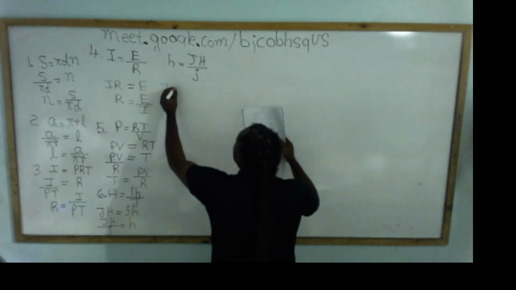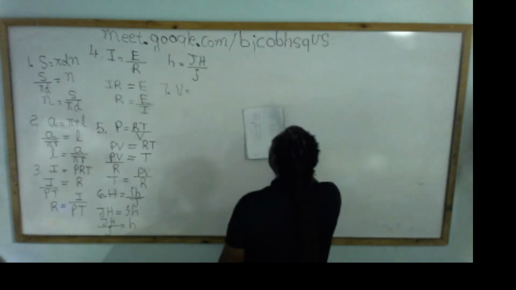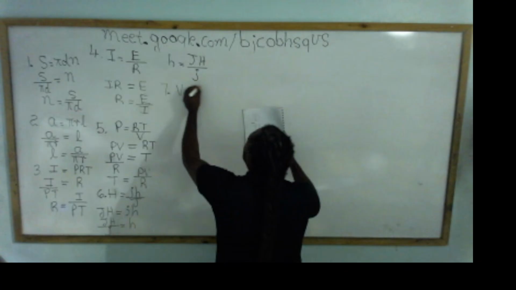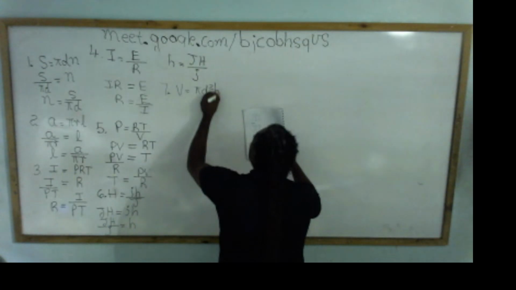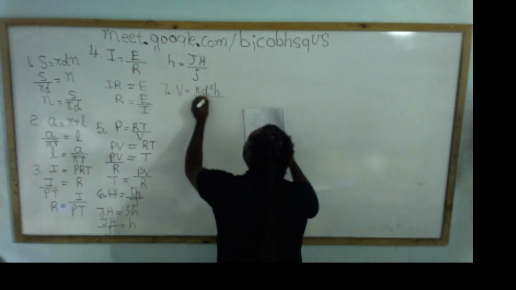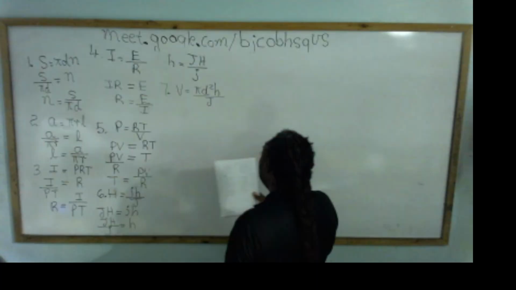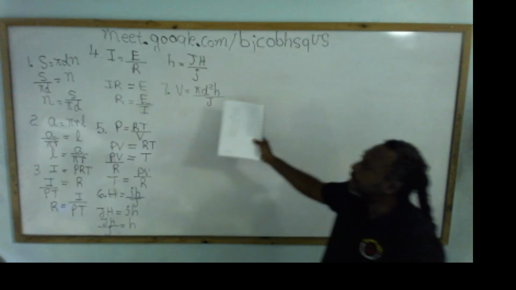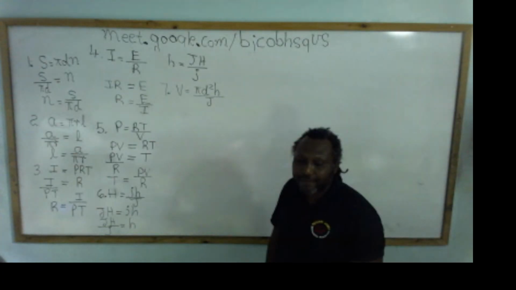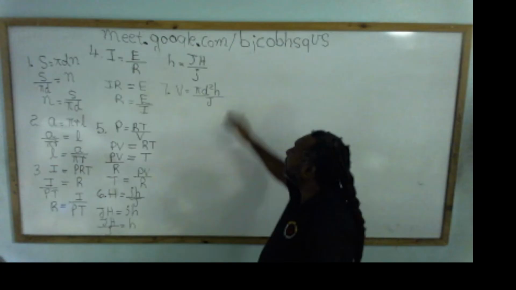It looks very cumbersome, but you know that this is a simple problem. V is equal to pi d squared h over j, and we are attempting to make h the subject of the formula. As a matter of fact, this one is analogous to both 5 and 6. We will make h the subject of the formula.